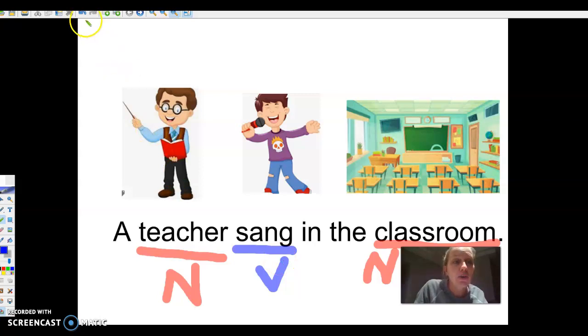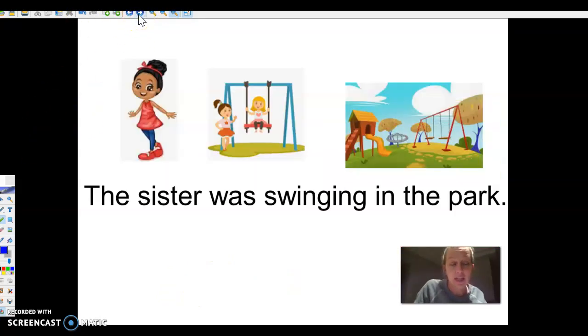Okay, on your next slide, you are going to be doing this sentence. I'll let you check that one out with your red and blue on your slide. The sister was swinging in the park. On the next slide, you are going to underline the nouns in red and the verbs in blue.